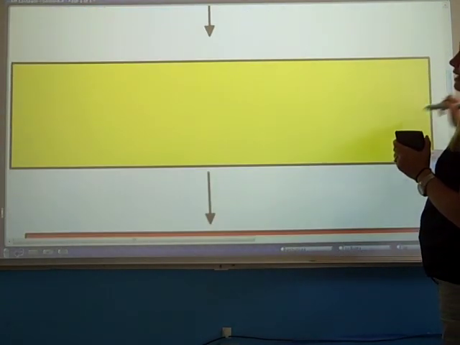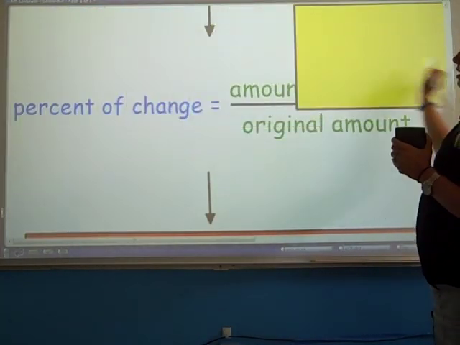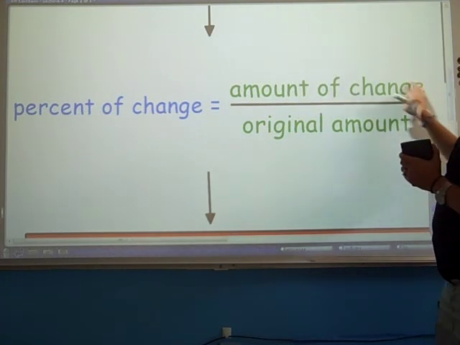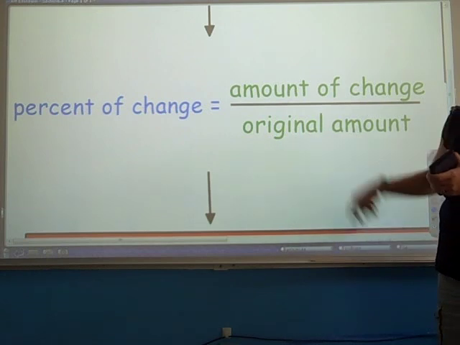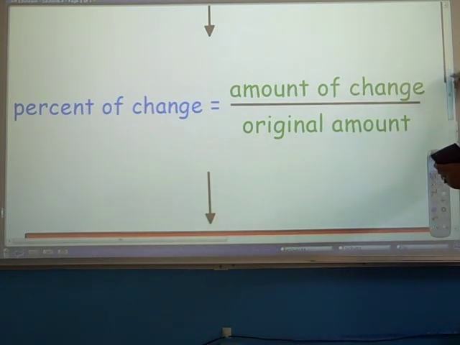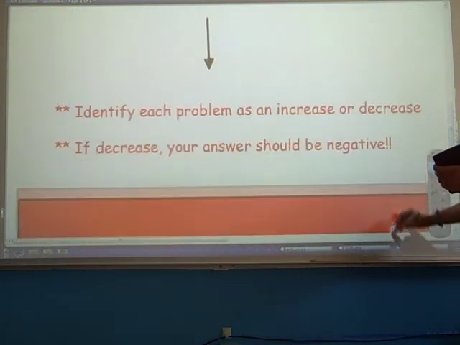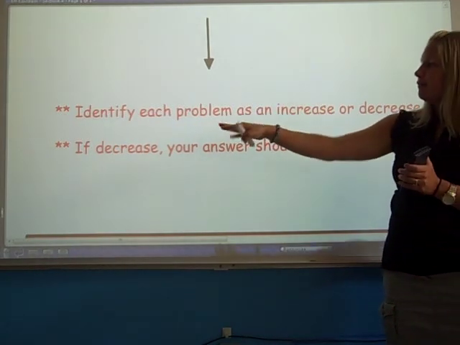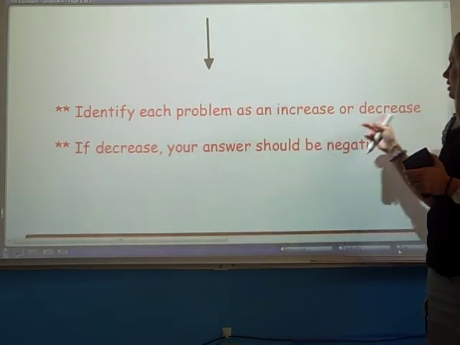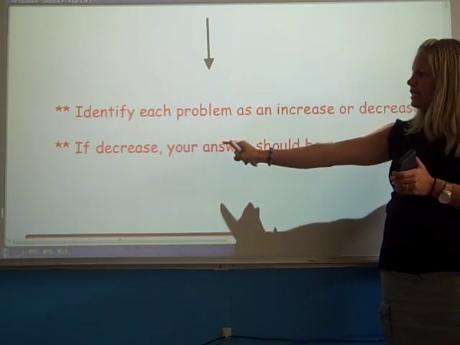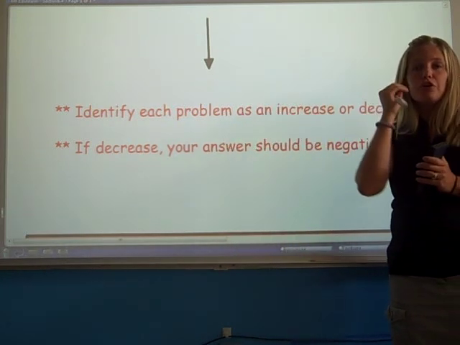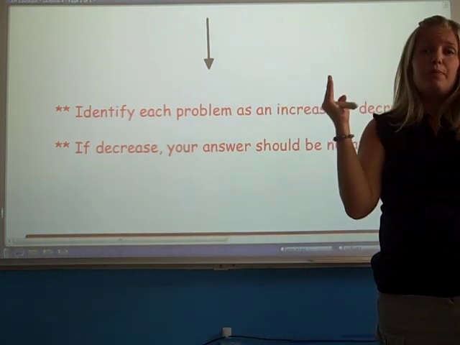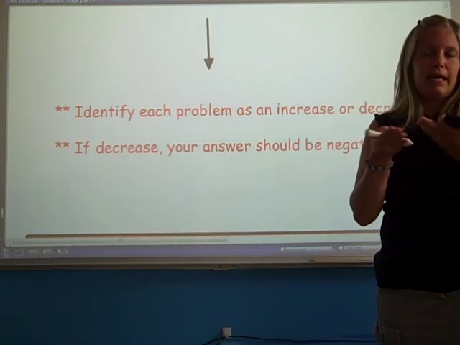The way you can find the percent of change is you find the amount of change, how much the item changed, increased or decreased, and then you put it over the original. Important things to remember: make sure you identify each problem as an increase or a decrease. If it's a decrease, your answer should be negative, and you just need to put the negative in, or you're going to write the word decrease, but don't put both because a negative decrease ends up canceling each other out.